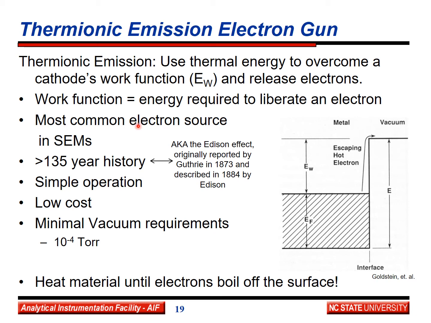This is the most common electron source in SEMs. It has more than a 135-year history. It's also known as the Edison effect and was originally reported by Guthrie in 1873 and described in 1884 by Thomas Edison, although neither one of them really knew what was going on. It's very simple to operate, it's very low cost, and there are minimal vacuum requirements. We're going to literally heat the material until electrons boil off of the surface.